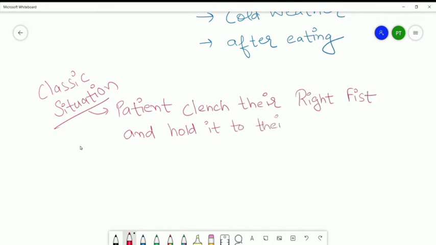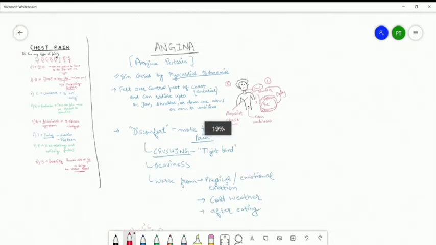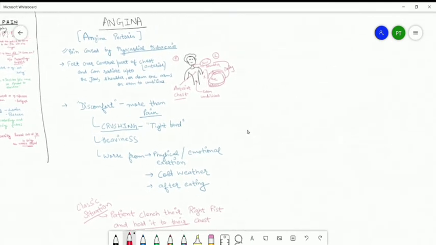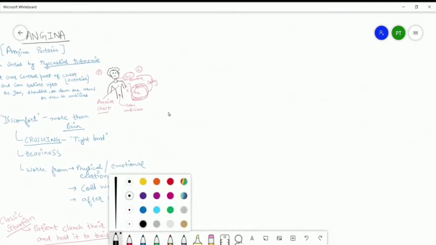Okay, so this is the classic situation. If you see any patient doing this kind of maneuver with their hands, then you should suspect angina. Okay, so this is about angina.